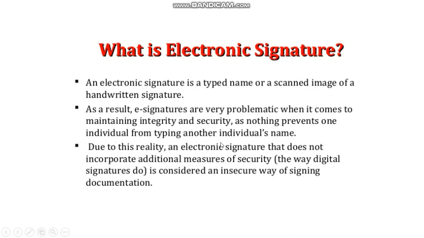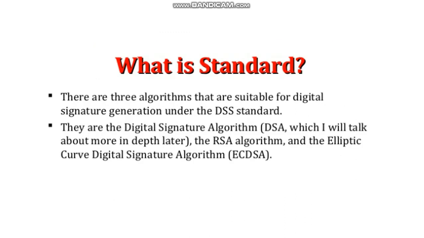But there is a difference between an electronic signature, where we sign manually and scan it, and a digital signature. There are possibilities for forgery with an electronic signature; it can be misused and cannot be claimed as proof. Legally it cannot be used, but digital signatures can be. The digital signature uses various algorithms: the digital signature algorithm, the RSA algorithm, and the elliptic curve algorithm.